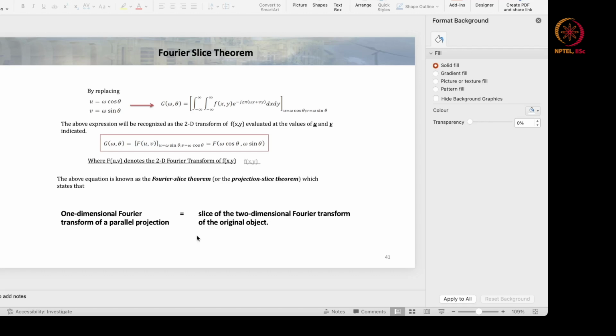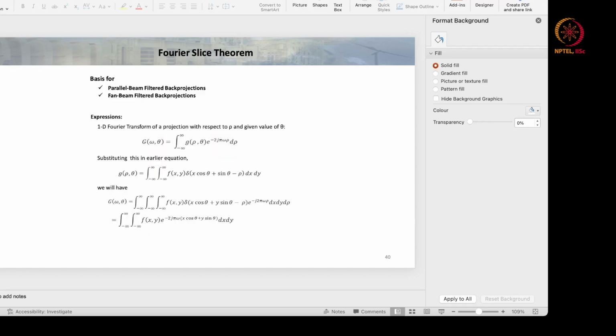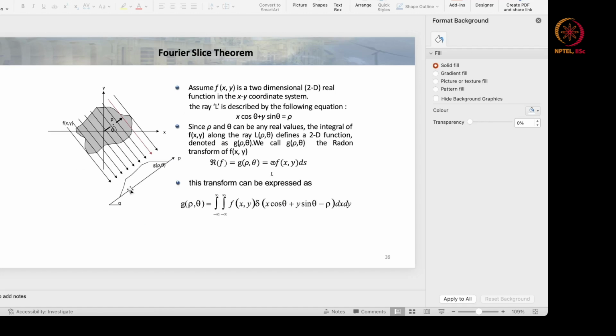Now this is equal to the one-dimensional Fourier transformation of the parallel projection, which is essentially this. So this is nothing but the 1D Fourier transformation of the projection, because that is what we did over here. It's a 1D projection.